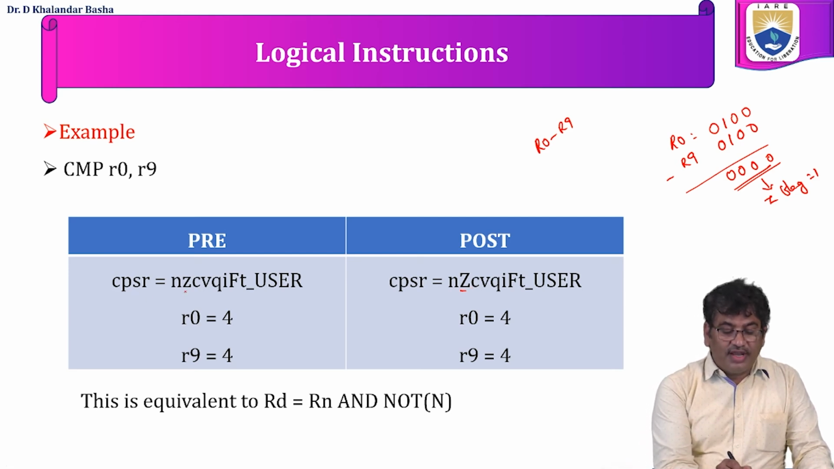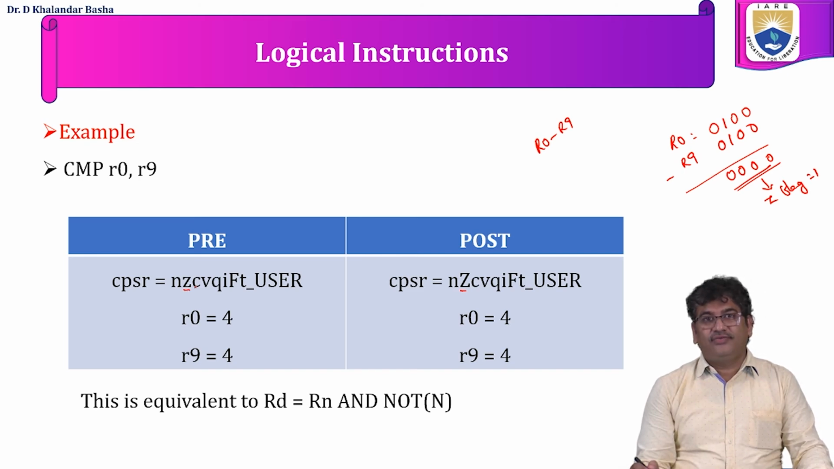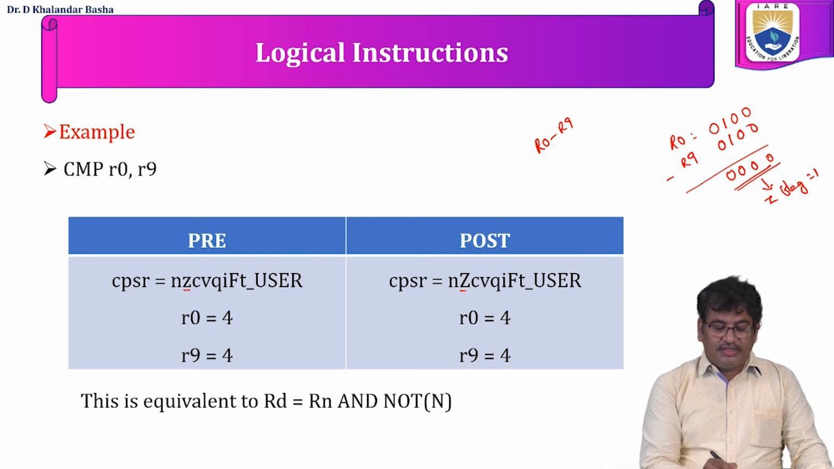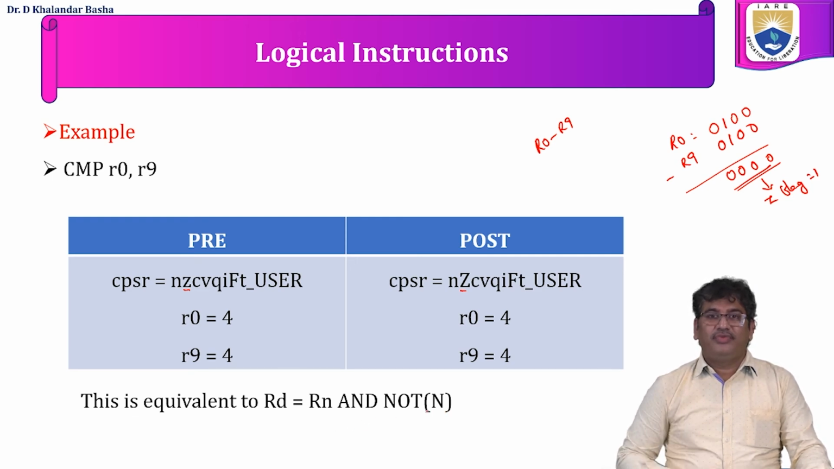Before this, the Z flag is in lowercase representing the Z flag is not set, that is Z is equivalent to 0. This is same as that of doing Rn AND with NOT of N. So whenever we are performing the subtraction, we can take AND operation with the complemented value of the second data.